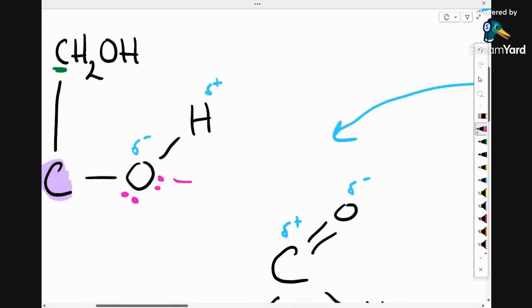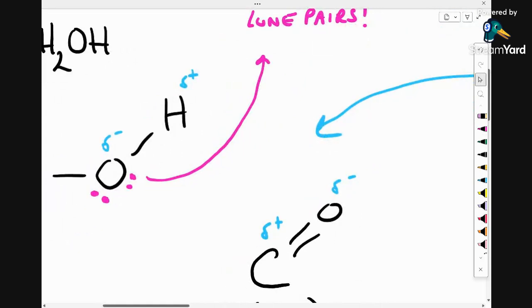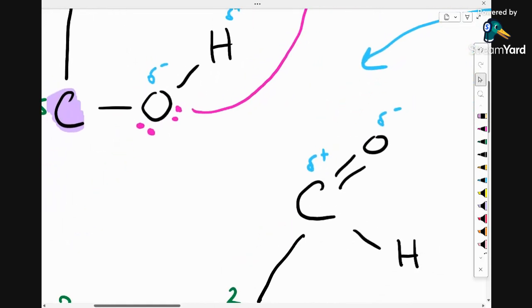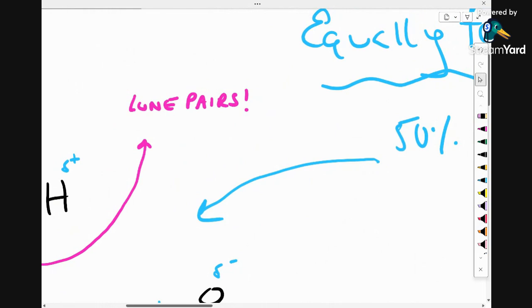So these are called lone pairs. And that means that they are essentially a pair of electrons not used in bonding. Okay, so if you want the definition, a lone pair is an electron pair not used up in chemical bonding.